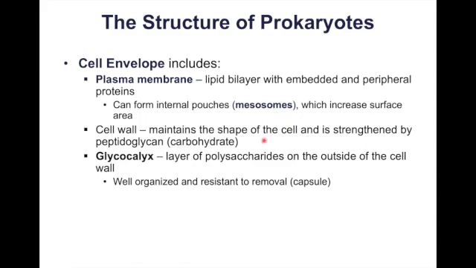They have a cell wall. Like plants, they have a cell wall. It is still strengthened by peptidoglycan, which is a carbohydrate, so different. It's not cellulose. And then they have the glycocalyx, which is another layer of polysaccharides on the outside of the cell. So this is helping provide them with protection.